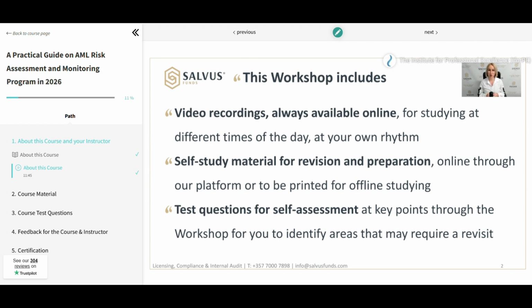In addition, the workshop includes test questions for self-assessment at key points throughout the course. These test questions are designed to help you identify the areas that may require a revisit, so you can strengthen your understanding before moving forward. Now that we have seen what the workshop includes, let's move on to what you will gain through this learning journey.